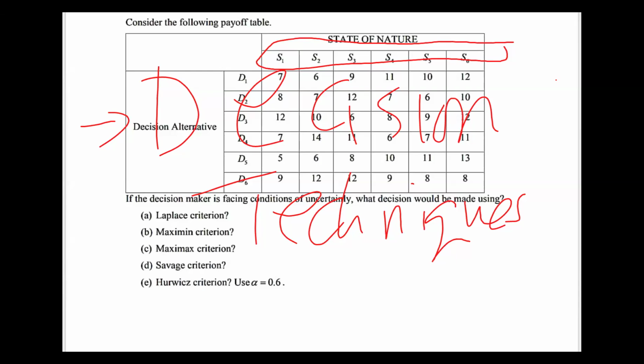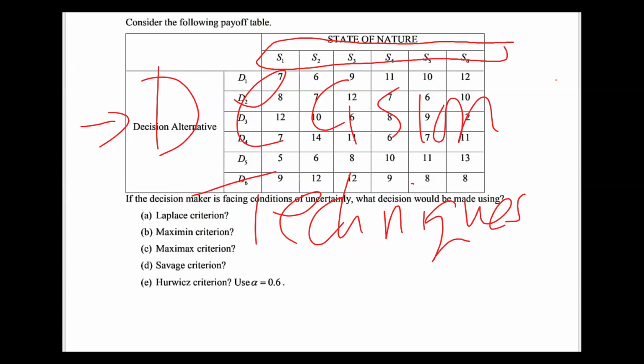So let's start with the first one. How do you make decisions when you are using the Laplace criterion? What you need to understand is that the Laplace criterion assumes that all states of nature are equally probable. To apply the method, you just compute the average or the mean payoff for each decision alternative. You do the average for each payoff, and then you choose the maximum average.